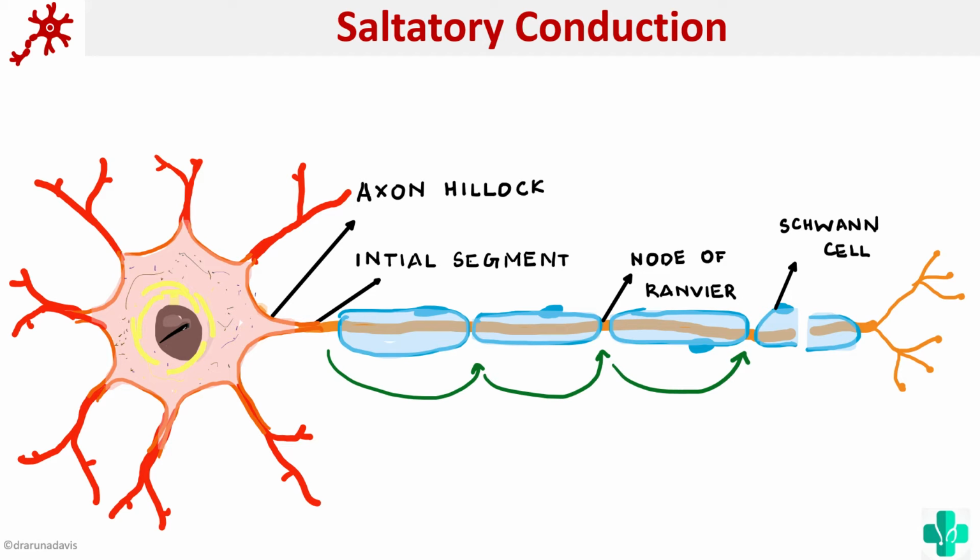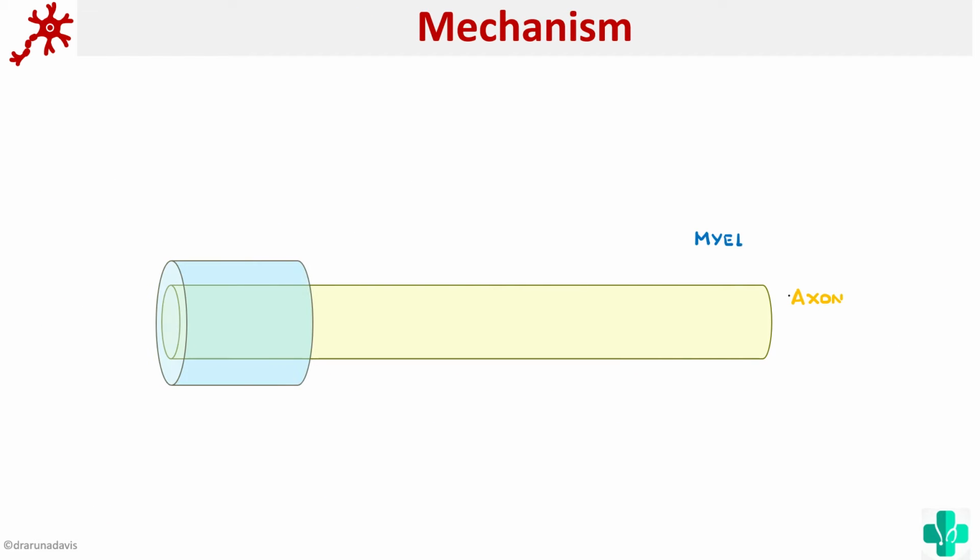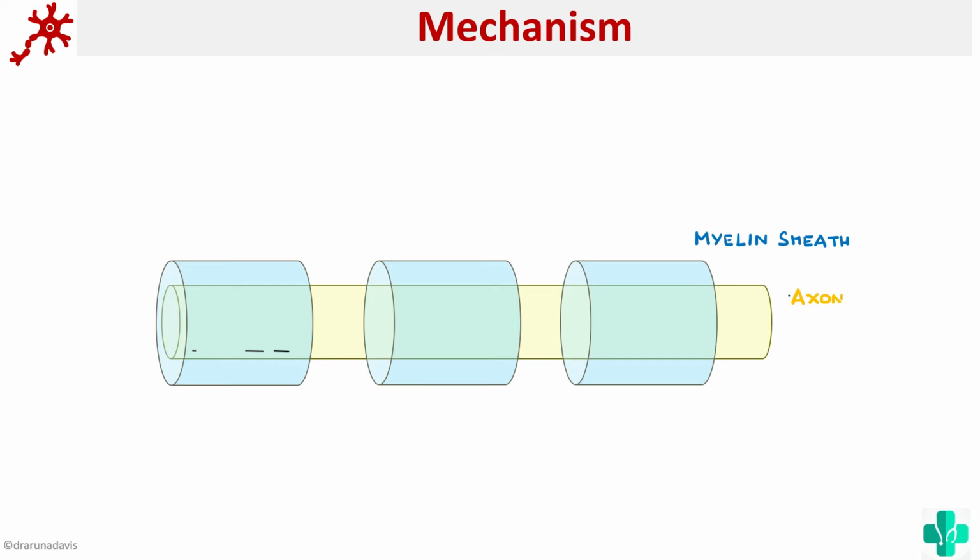So we'll just see the concept, the mechanism of saltatory conduction. Suppose this is the axon which has a myelin sheath, and we know that the intersegment between the myelin sheath is called the node of Ranvier. Initially this axon is at rest, which is why we have a negative potential inside the axon. Now suppose there is a stimulus at the axon hillock, at the first node of Ranvier.